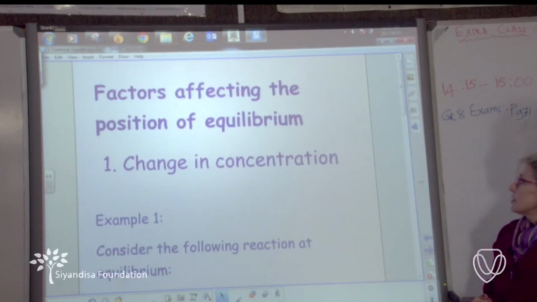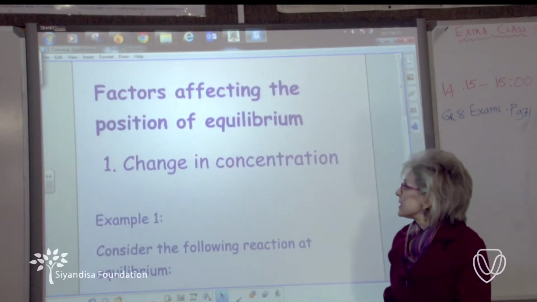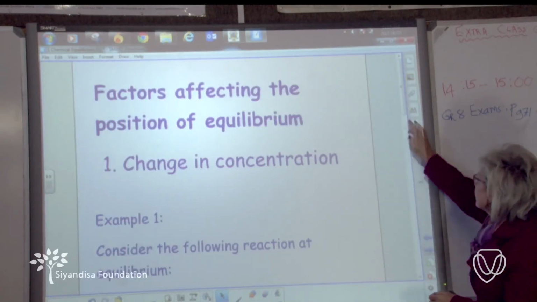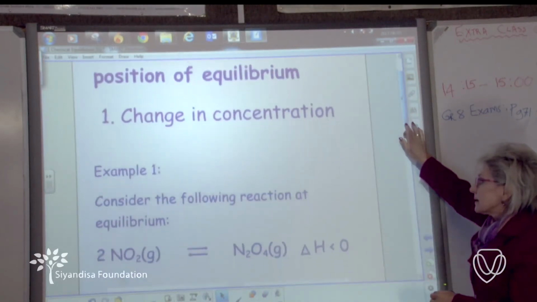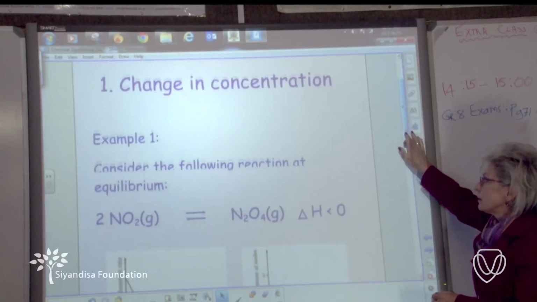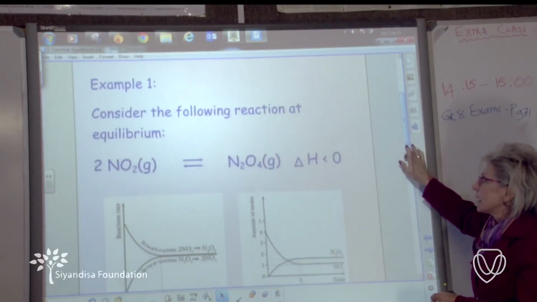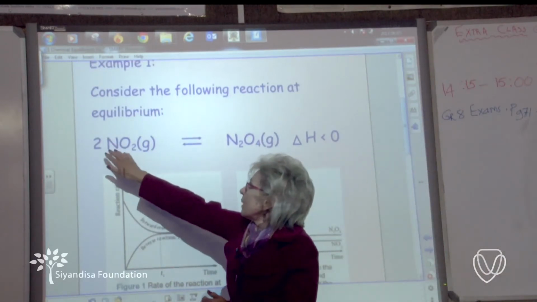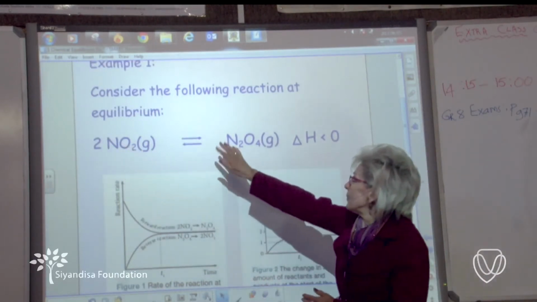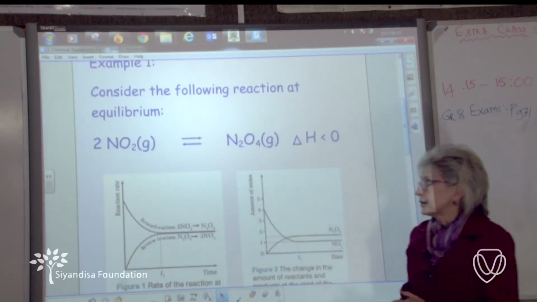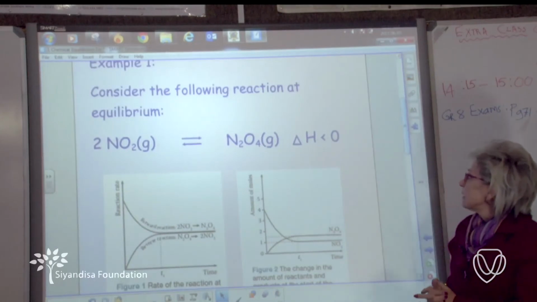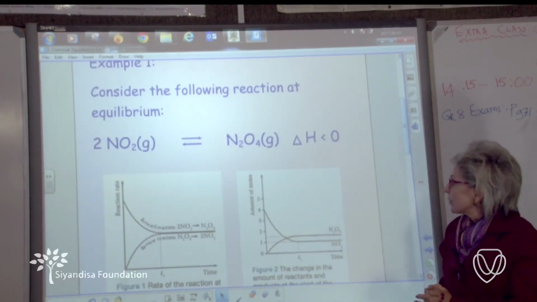So, first factor affecting the position of equilibrium is the change in concentration. So we're going to work with an example, and our reaction that we're going to discuss throughout now is this one of two moles of nitrogen dioxide being in equilibrium with dinitrogen tetroxide. And the reaction, as you can see, the forward reaction is exothermic.